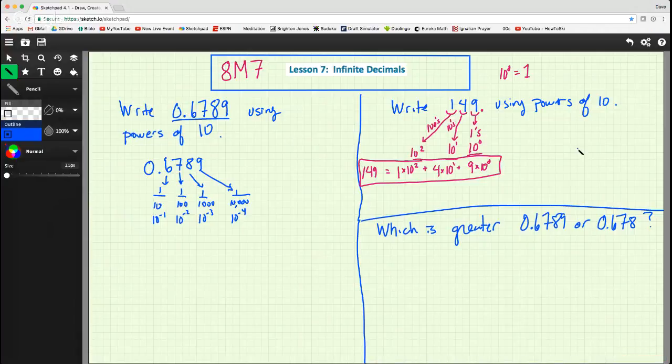So we have numbers like 394.16, and this is 3 times 10 squared plus 9 times 10 to the first plus 4 times 10 to the 0 plus, and now this is our 10 to the negative 1, so plus 1 times 10 to the negative first plus 6 times 10 to the negative 2.